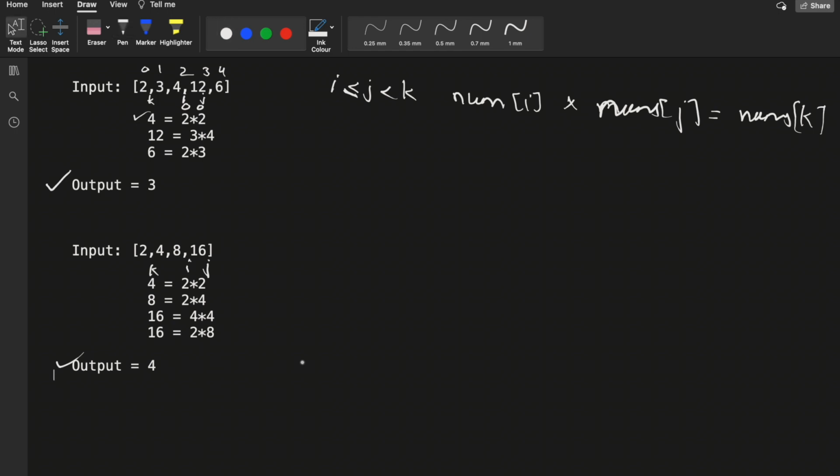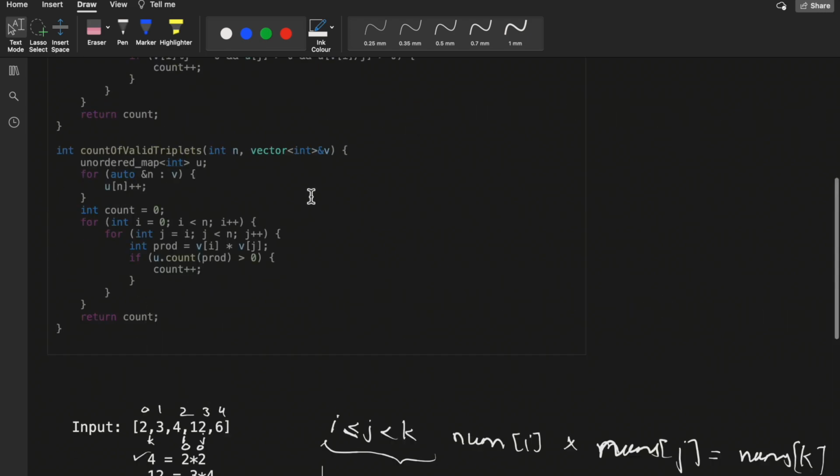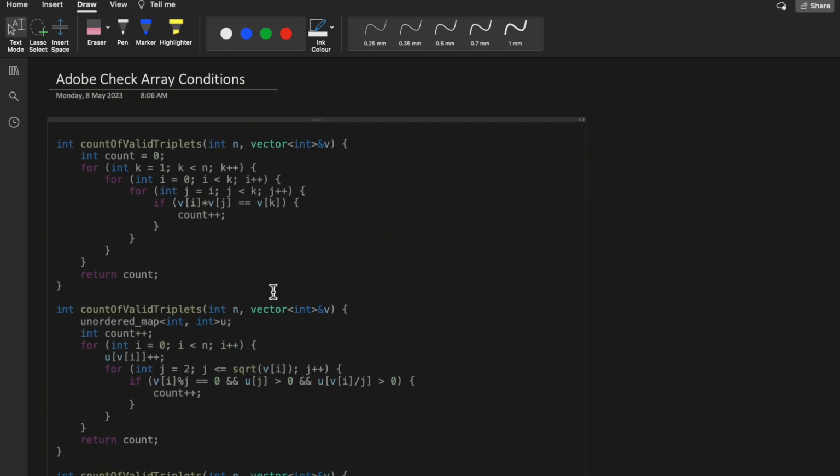So overall the question is very easy to understand. Now, since there are 3 variables i, j and k, what is the brute force approach you can do? You can easily code this solution by using 3 for loops, because since there are 3 changing variables, you can use 3 for loops and derive the answer. So this is the brute force approach that we will discuss.